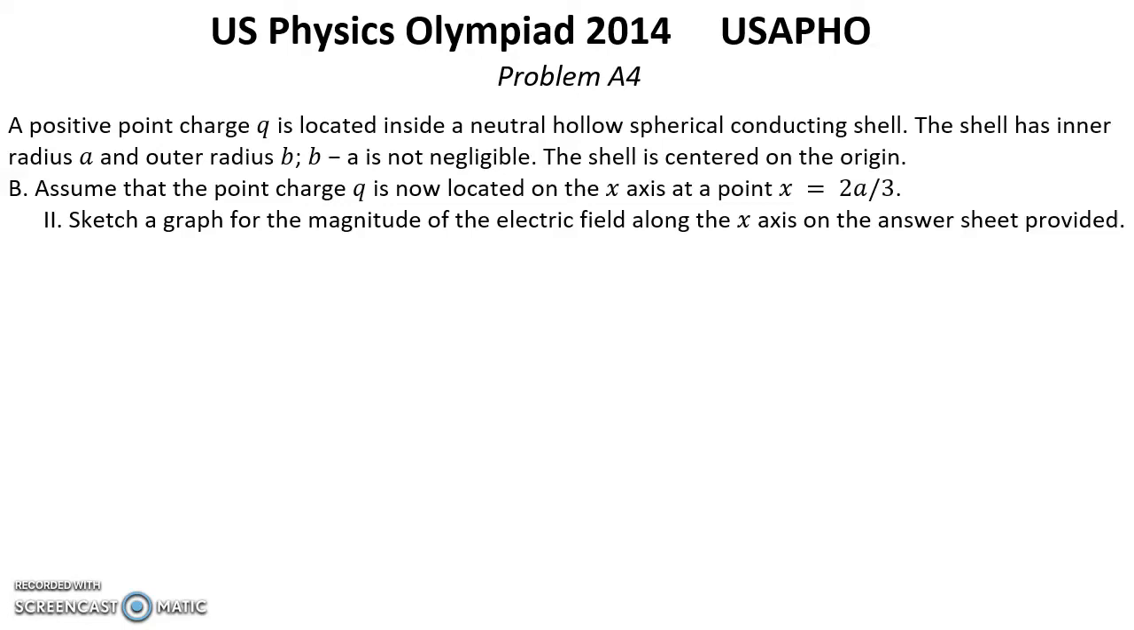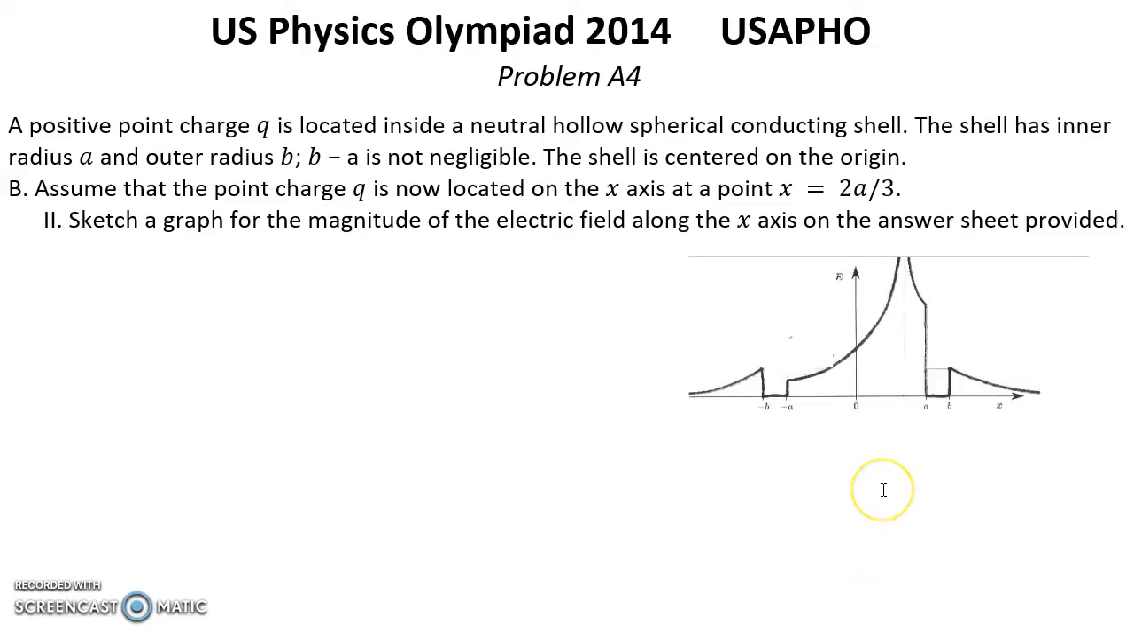The location of this image charge can be found by inverting the original point charge about the circle r equal a. But this is out of the scope of this problem. So finally we can sketch the graph for this electric field. That will look like this.